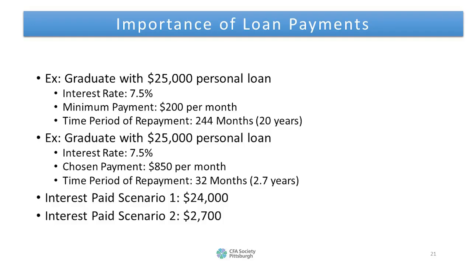But with the payment of $850 a month, the time period of repayment is only 32 months, a little bit under 3 years. So the final interest paid in the first scenario, where you're just making the minimum payment, you'll be paying $24,000. That's almost the amount of the loan. But in the second scenario, if you save and you put more towards your student loans or your personal loans, the interest paid is only $2,700.